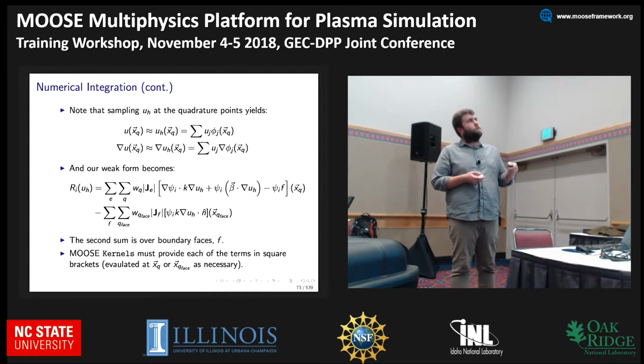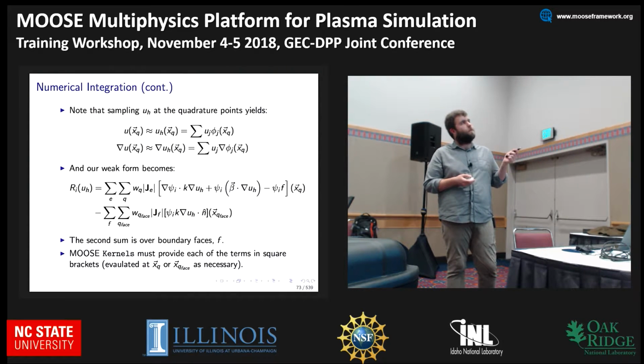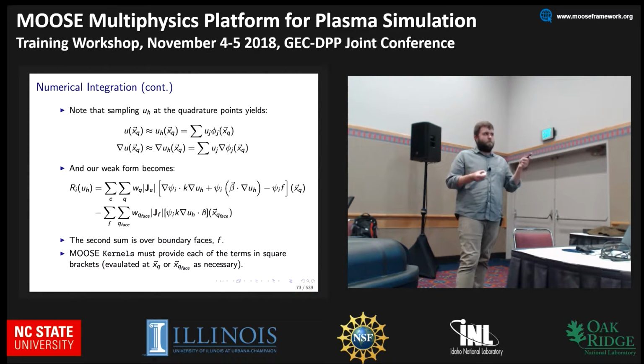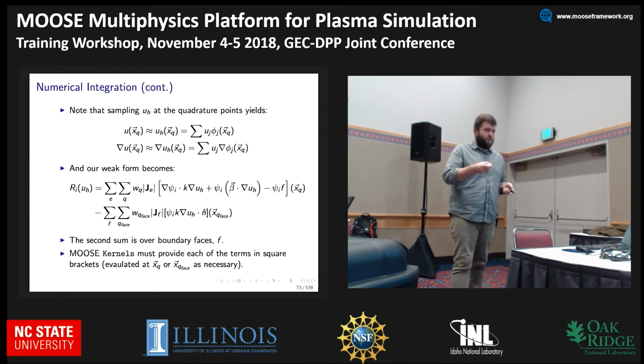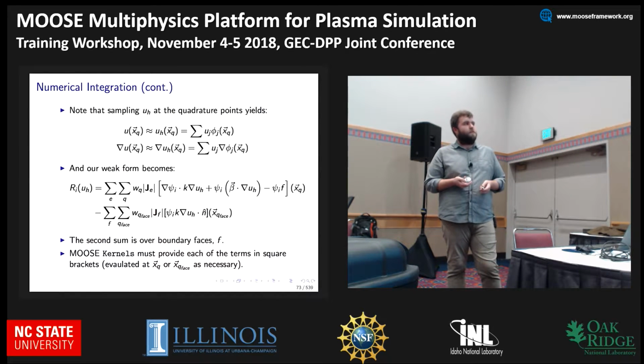Since we're sampling at our quadrature points, the u that we had earlier is our sum over uj phi j at these quadrature points, the equation we had earlier, but mapped with our Jacobian and our quadrature rule. And then this is our term over the faces of our cells. So Moose needs to provide the quadrature points for where you are, in the interior of the cell or on the face as necessary, and it determines that.